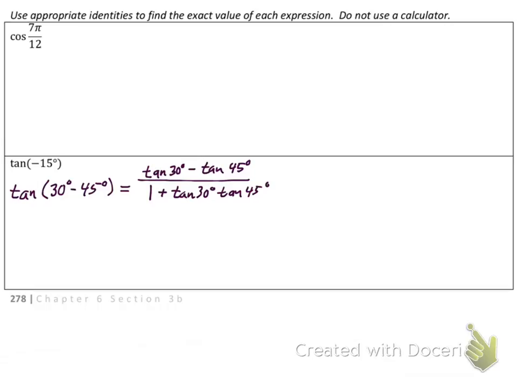So that is how I always remember that one. I remember whatever sign's in here, I bring it on top and I flip the sign on the bottom. So if this was 30 plus 45 degrees, this would be plus and this would be minus. Okay, just little tidbits on how to study it. Now we just have to take out our unit circle and let it do the work for us. Can someone tell me the tangent of 30 degrees?